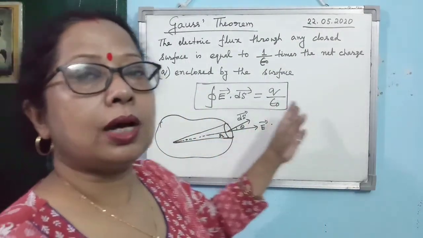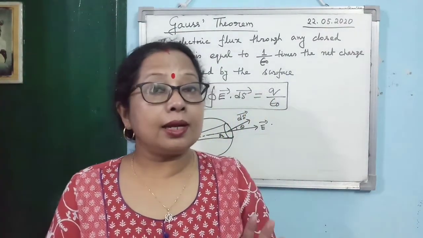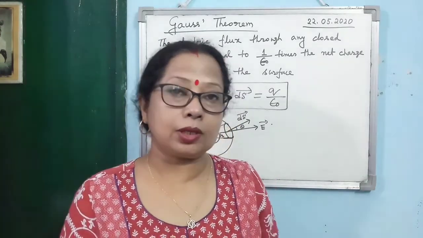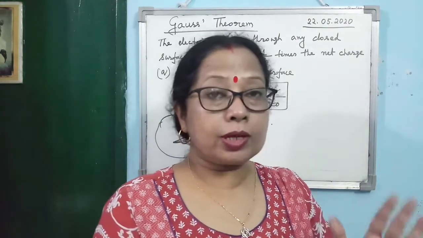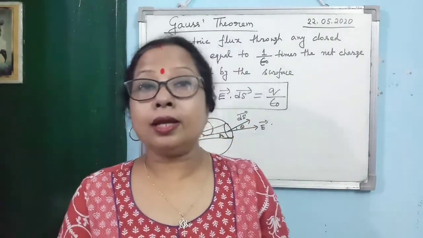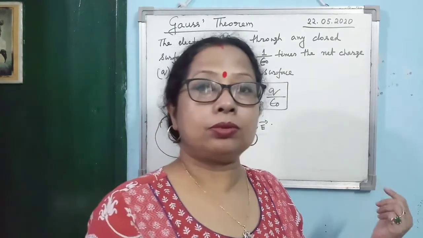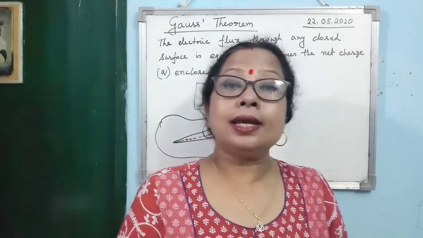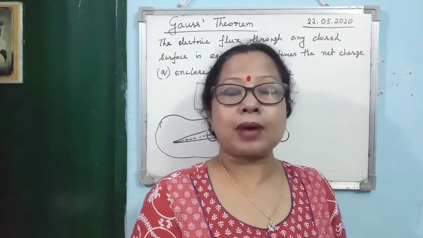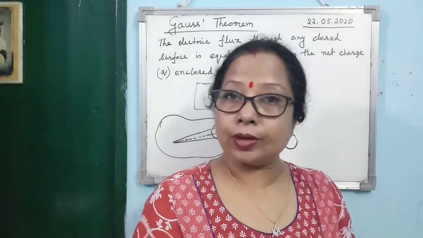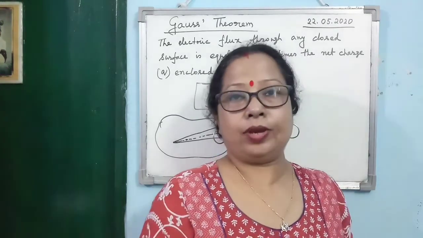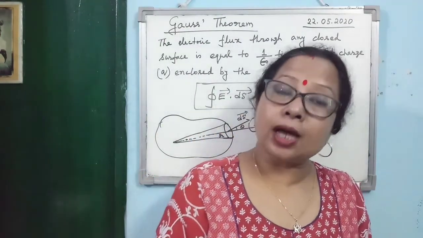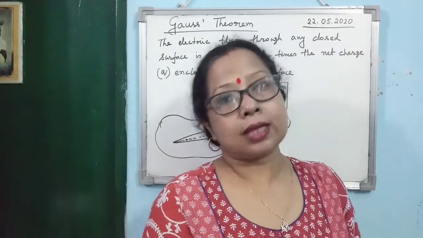Clear? Now coming to Gauss's theorem. Until and unless the concepts of solid angle, electric flux and area vector are clear, it will be difficult to understand Gauss's theorem. So first try to build a very solid concept on those three, and then you come to Gauss's theorem. So what does Gauss's theorem state? Gauss's theorem states that the electric flux passing through a closed surface, I repeat, through any closed surface, is equal to 1 upon epsilon naught times the charge enclosed by the surface.